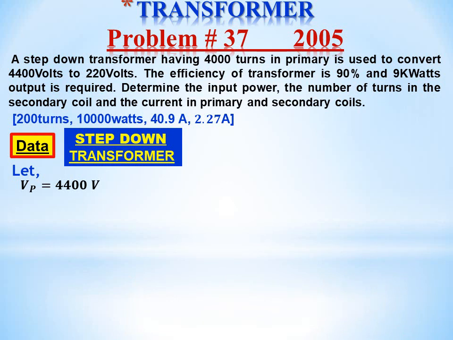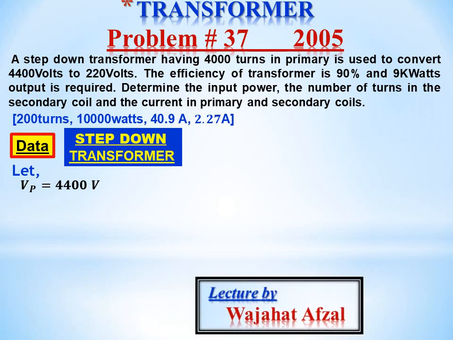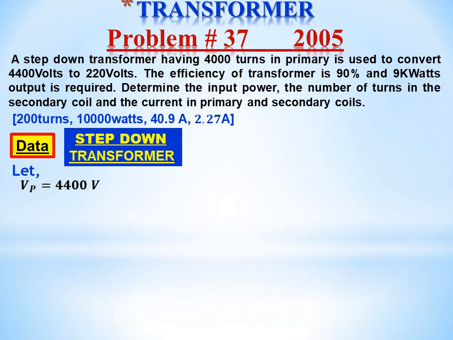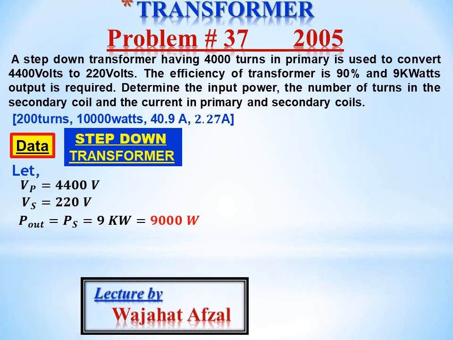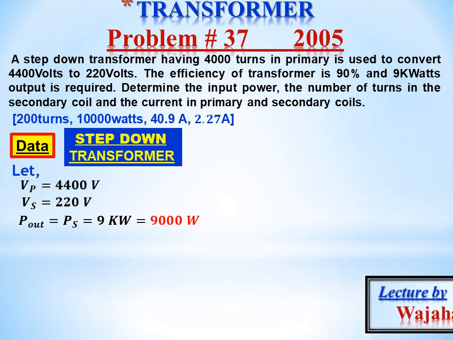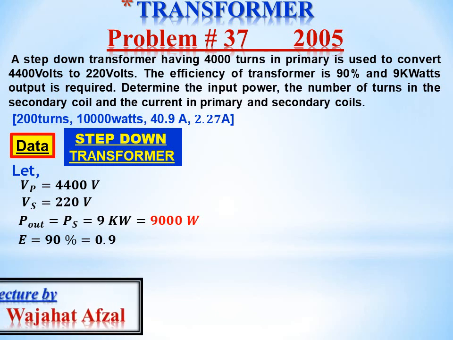So in the step down, its Vp is greater as compared to Vs. So Vp is 4400 and Vs is 220, and its output power is 9 kilowatts or 9000 watts. Its efficiency is 90% or 0.9 in value without percentage.